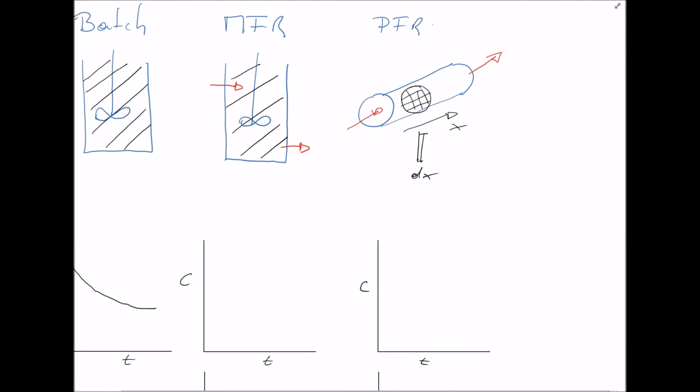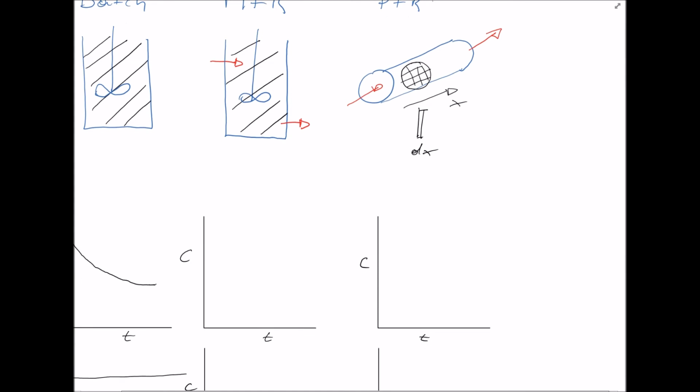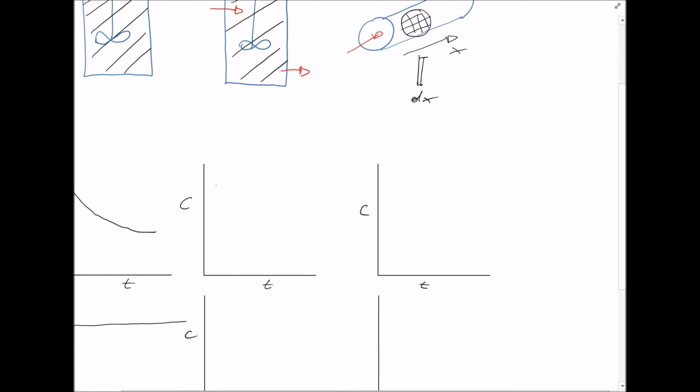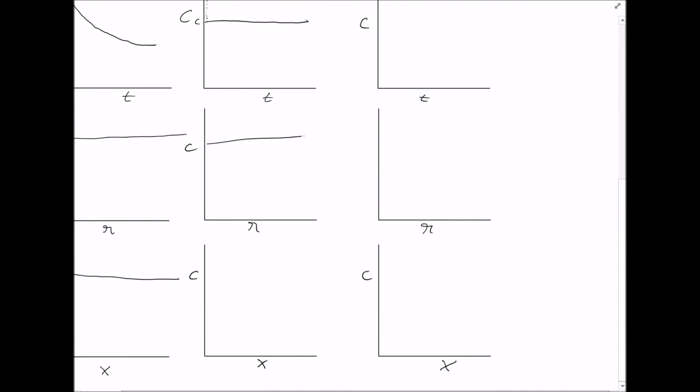For the MFR, we assume a uniform concentration profile again, but we have an inlet and an outlet, and we achieve steady state at some point. So the concentration will basically be the same with any tank dimension, time, length, and radius. However, we can basically assume that at the inlet, concentration drops to the operating concentration, so from C0 to C, which is the concentration throughout the tank. And this also applies to any other tank dimension.